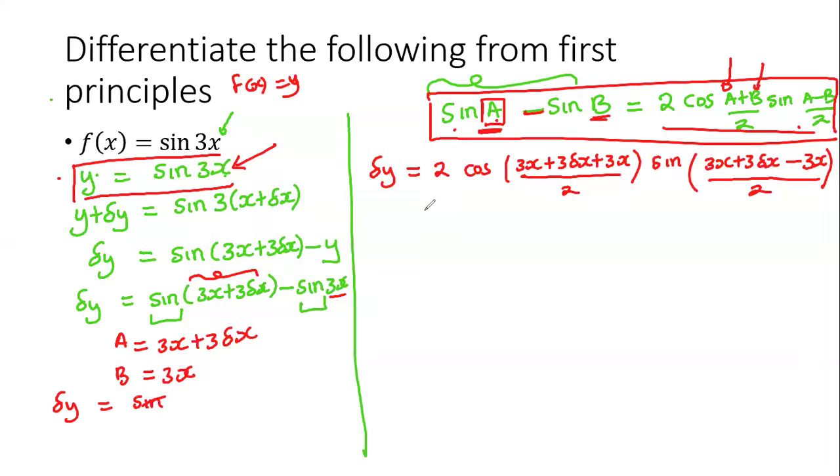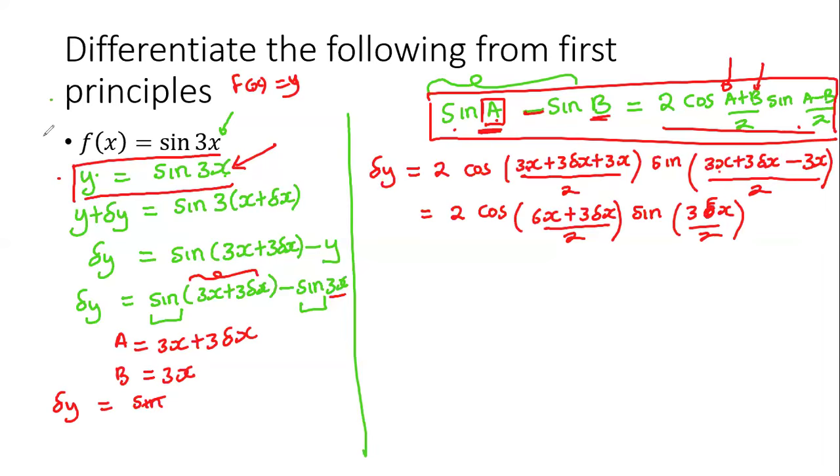Now here, you do your mathematics. So this will be 2 cos of 3x plus 3x, we get 6x plus 3 delta x out of 2. Then here, I'm going to end up with sine of 3 delta x out of 2. Why? Because 3x minus 3x is 0. So I remain with that 3 delta x.